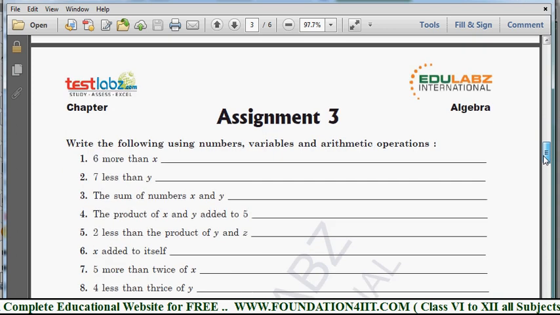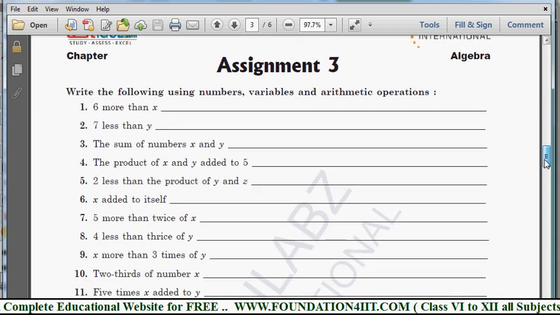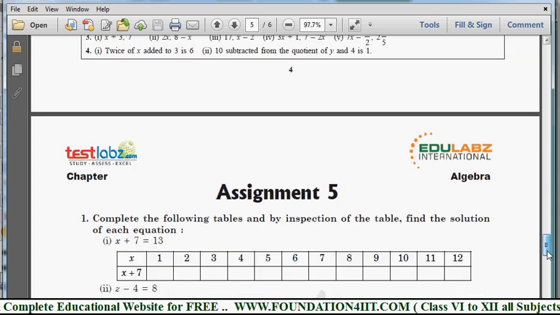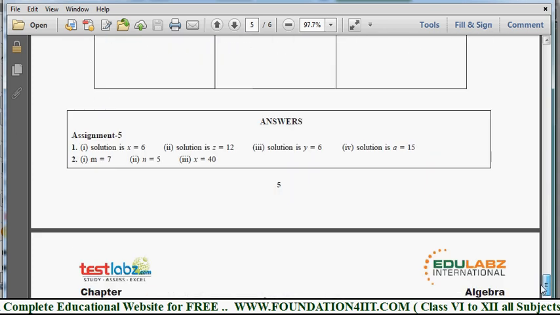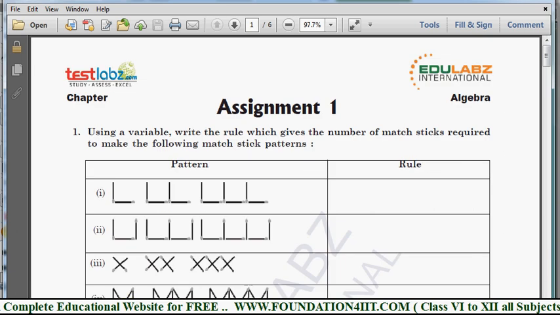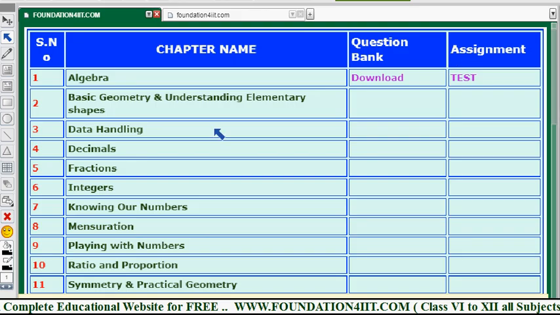So it's very helpful for the parents as well as the students to test their knowledge in mathematics. There are a total of 6 assignments in this, page wise, and the space is also given. And one is completely a question bank along with each and every question, with complete clear explanation.